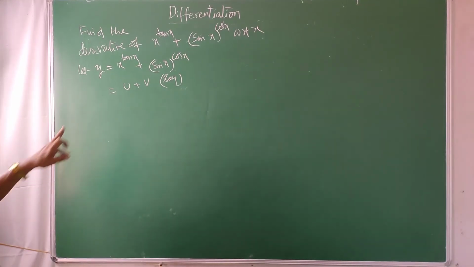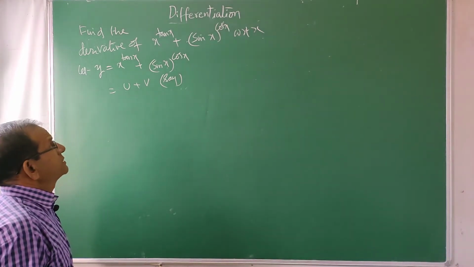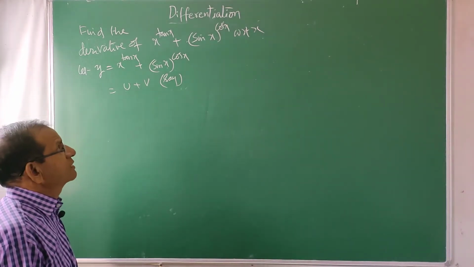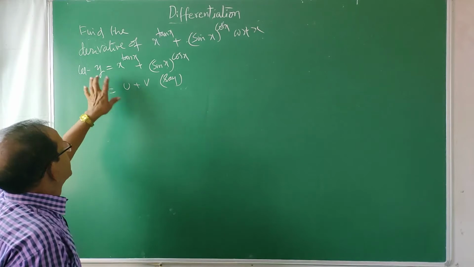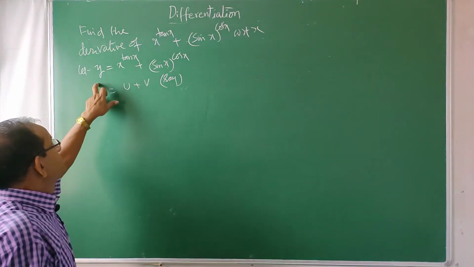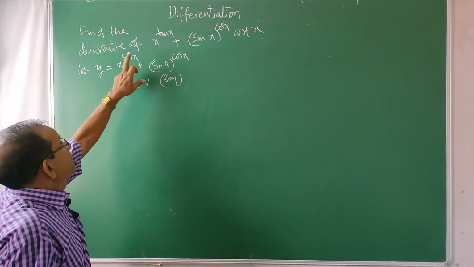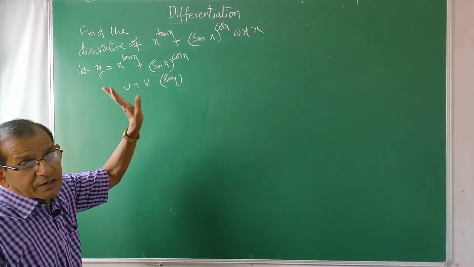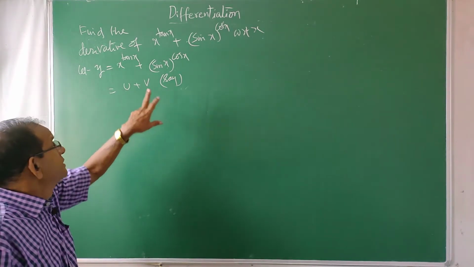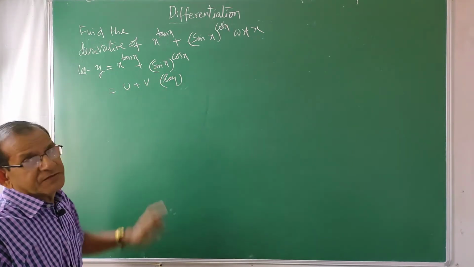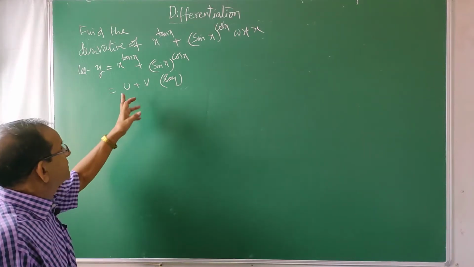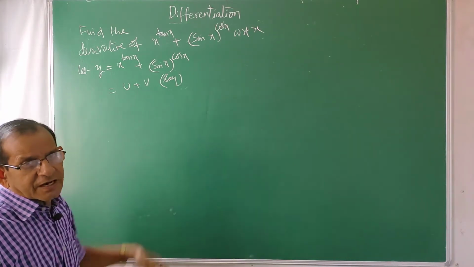Now here you have to find out the derivative of x power tan x plus sin x power cos x with respect to x. You take the sum of those two terms as y, because there is a power in both the terms, so you cannot differentiate it directly. So you take this as u plus v. Let us find out the derivative of u and v separately and we can add them.